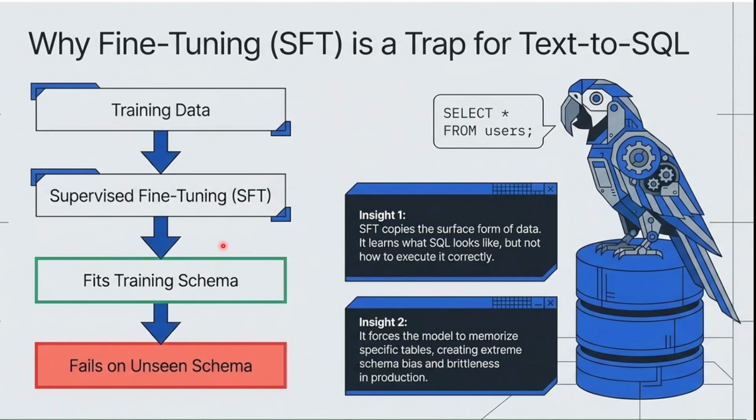SFT forces the model to memorize training schemas. The moment you deploy it against an unseen schema, it breaks. And the reason behind it is that there's no real generalization happening. And this leads to a crucial perspective shift.